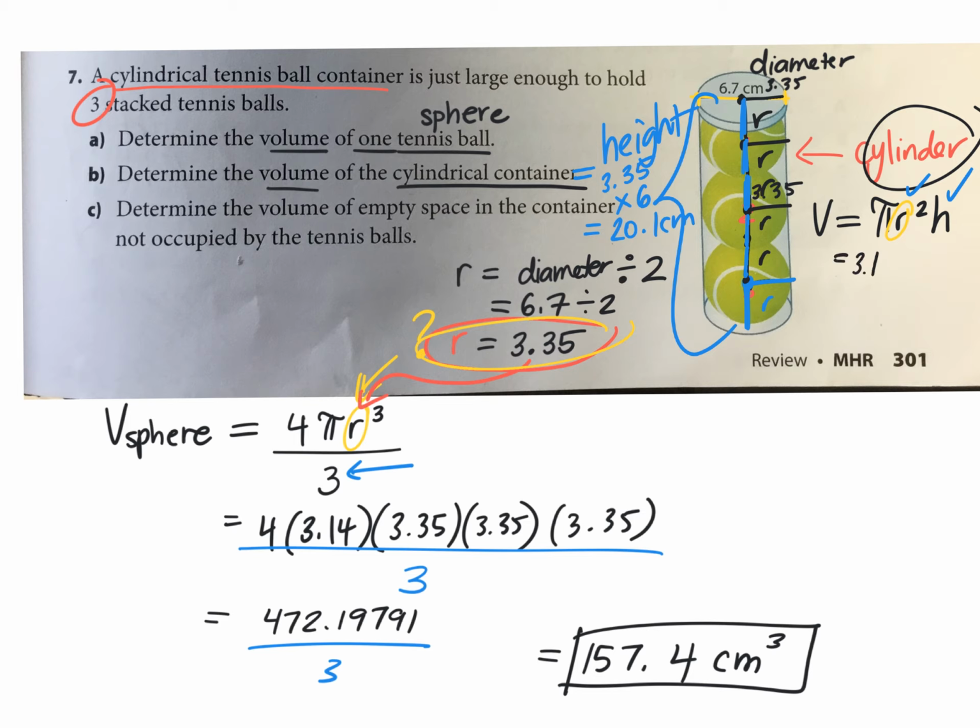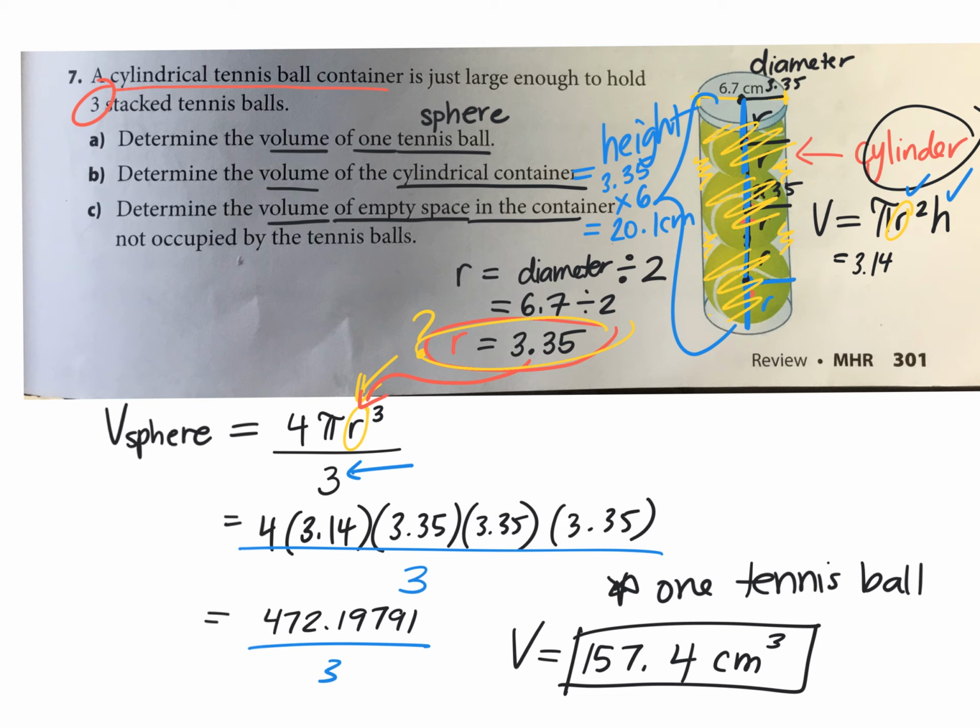So 3.14, let me write this on the other page, actually. It says, determine the volume of empty space in the container. Well, we know that this is the volume of one tennis ball. That was all they asked us to find, but we have to do an extra step here. To figure out how much space is empty, what do we need to figure out first? I know you know, I wanted someone else to answer, okay? I want to know how much space all 3 tennis balls take up so I can figure out the empty space inside without the tennis balls. So 1 tennis ball is 157.4.